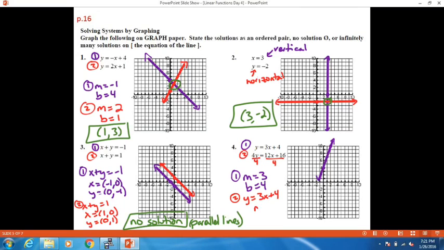So now I can see my slope is 3, my y-intercept is 4, which happens to be the same thing that we had before. There's our y-intercept at (0, 4). Using our slope, we find a couple more points from the y-intercept. And we can see that we're graphing on the exact same line. So this is one of those examples. They are the same line, so we would say infinitely many solutions.